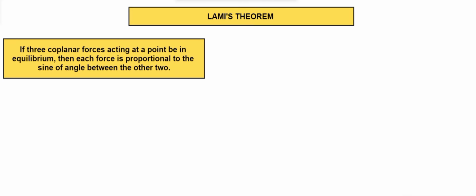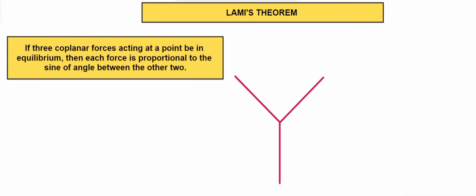Lami's theorem. First of all, we'll see the statement and the proof of Lami's theorem, and then we'll solve examples. The statement is, if three coplanar forces acting at a point are in equilibrium, then each force is proportional to the sine of the angle between the other two.